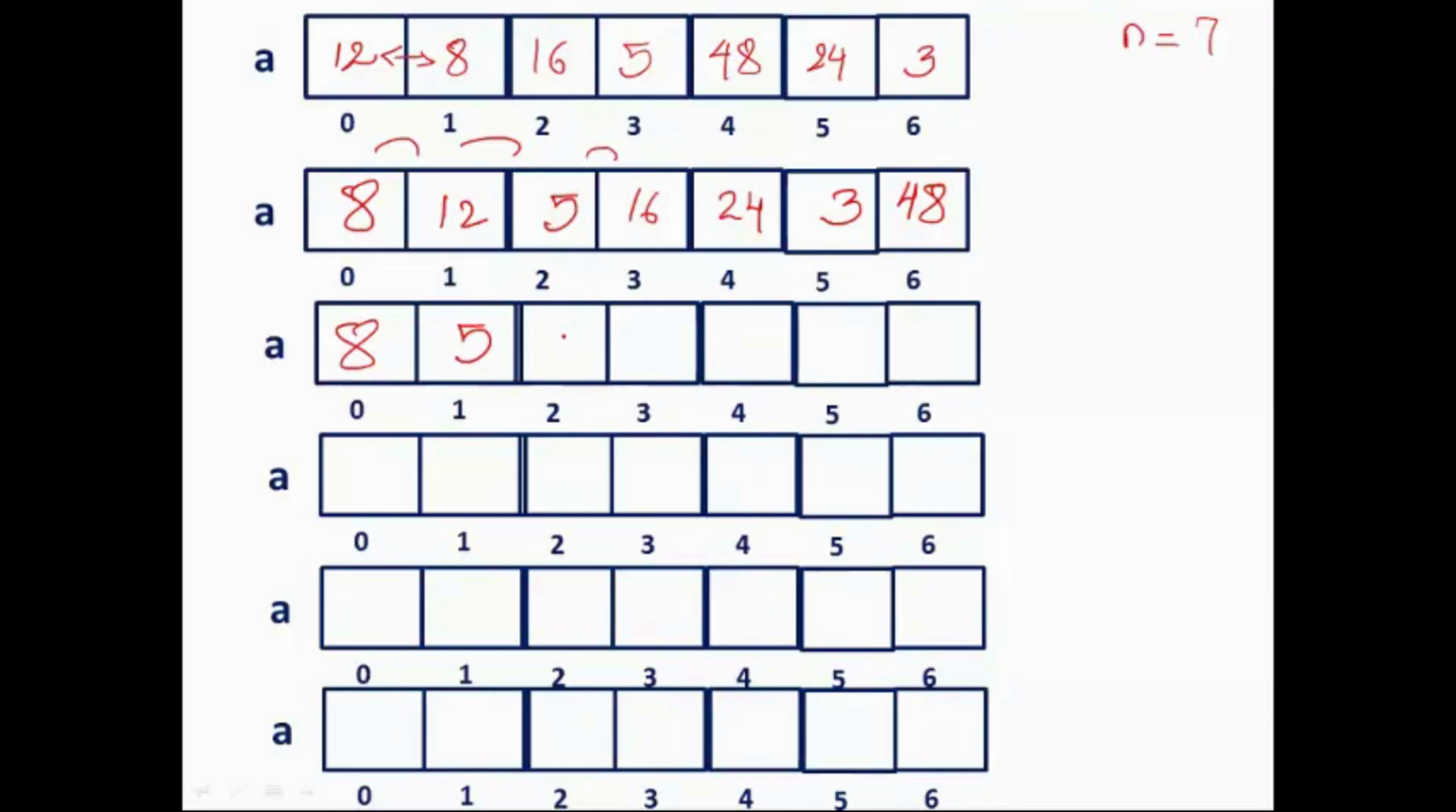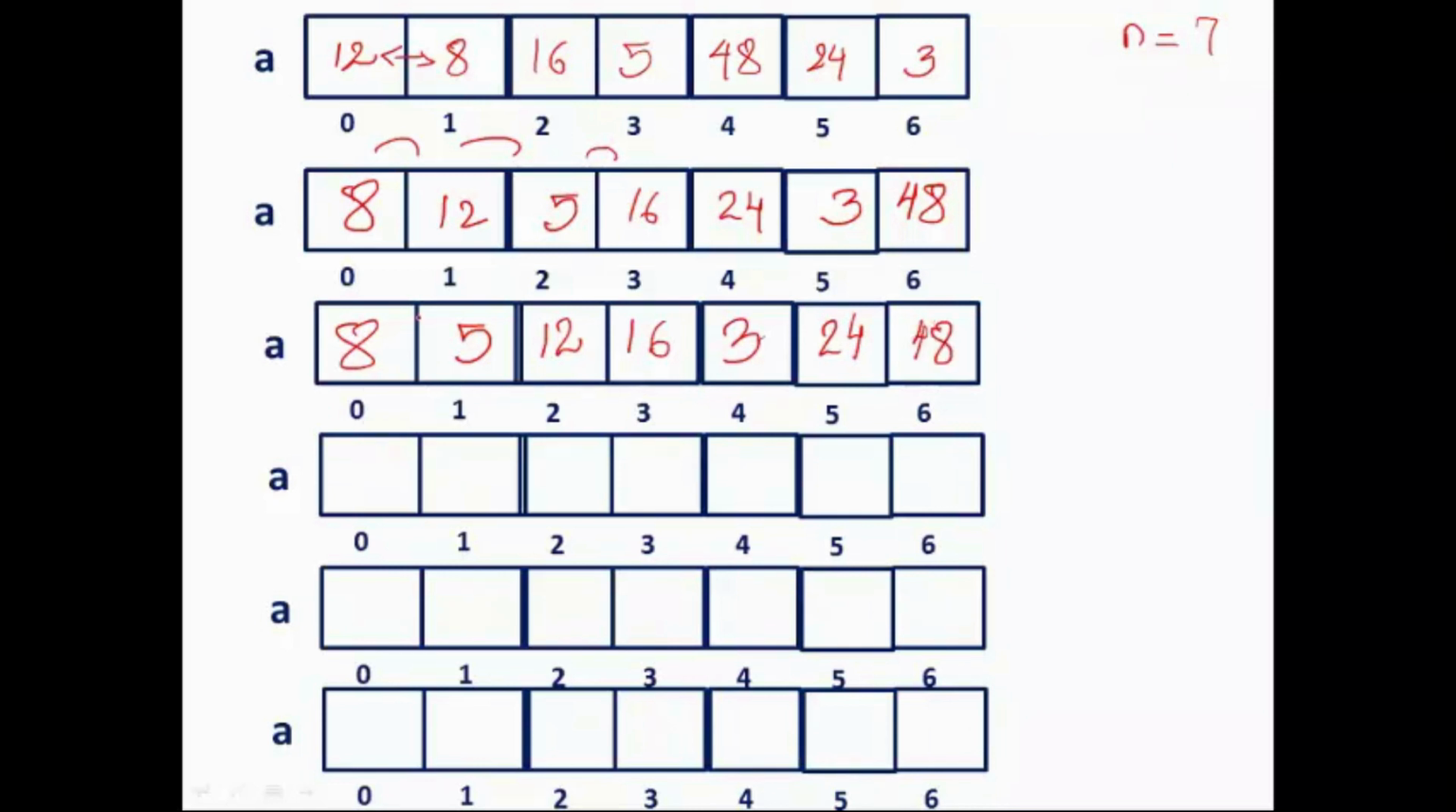I'll compare 12 and 16. For the sequence to be in ascending order, 12 has to come before 16. So 12 goes here, 16 comes over here. 16 and 24. For the sequence to be in ascending order, 16 has to come before 24. So this is proper, so no change. I have 24 here, 24 and 3. For the sequence to be in ascending order, 3 has to come before 24. So 3 idhar aayega, 24 idhar gaya. 24 and 48. For the sequence to be in ascending order, 24 has to come before 48. So 24 stays here, and this is 48.